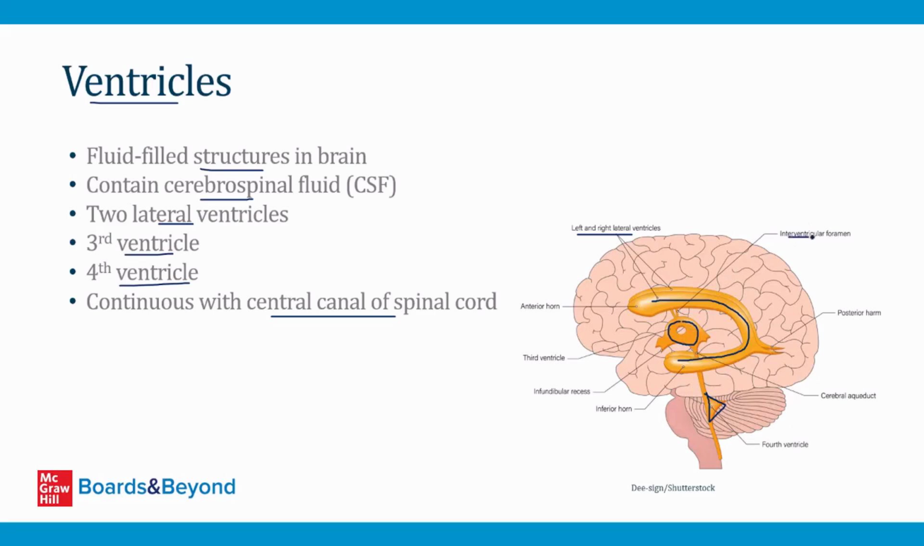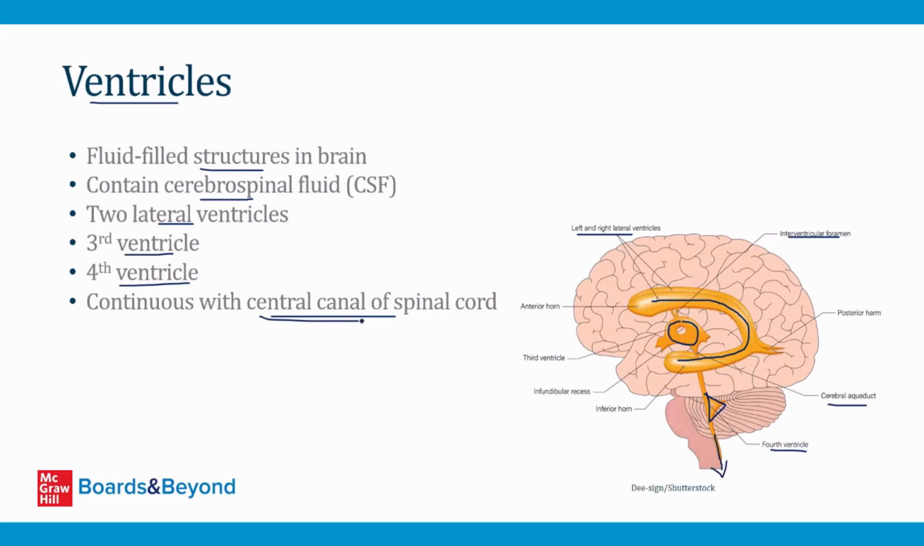So the interventricular foramen shown here, it's also called the foramen of Monro, allows fluid to drain from the lateral ventricles into the third ventricle. And then the cerebral aqueduct, shown here, allows fluid to drain from the third ventricle down into the fourth ventricle. And then finally, you can see that the fourth ventricle drains down into the spinal cord where it's continuous with the central canal.